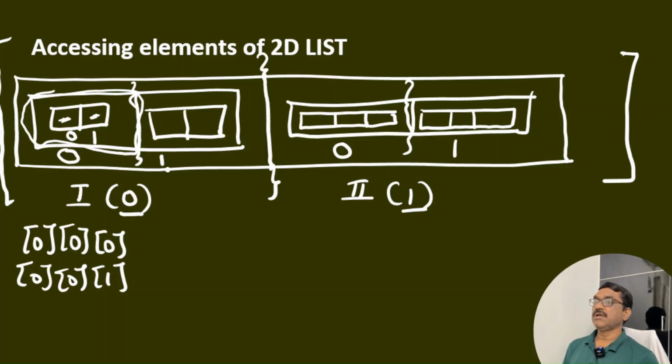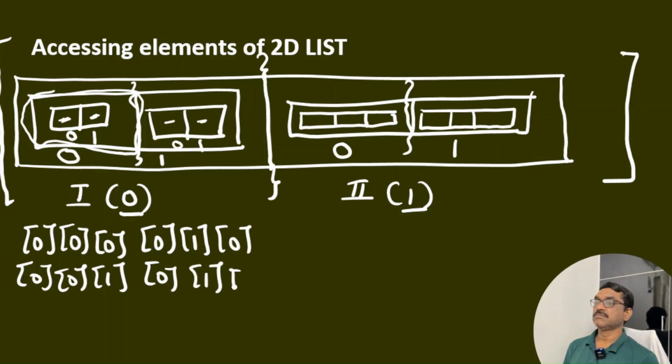Now, assume that for the second part, whose index is 1, the index is again 0 and 1. So how to access these two elements? To access these two elements, you have to say here it is 0, okay, and you take 1, 0 of 1, 0 of 0. This is very important. Next, 1 of 1. This is the way of accessing these two elements.